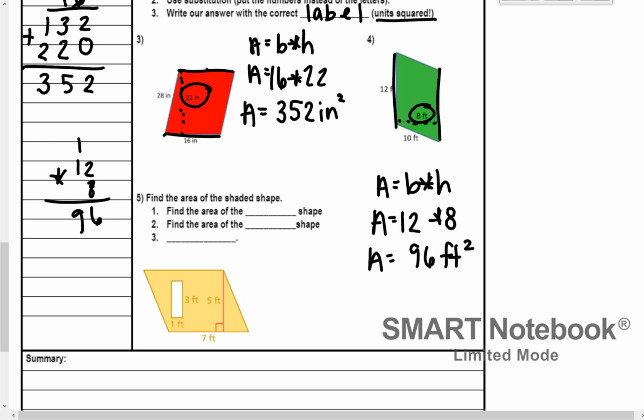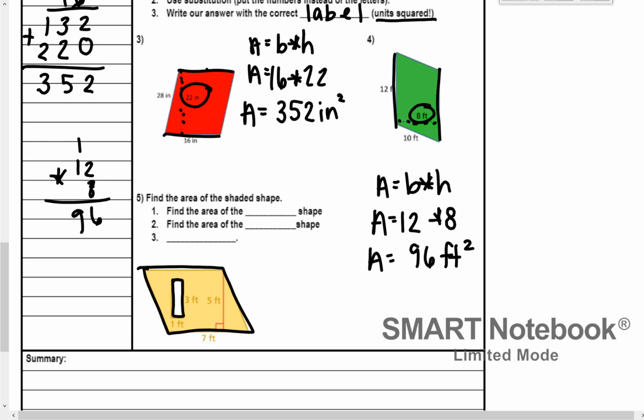All right, number 5. Here we have a shape, and we only want to find the area of the shaded shape. So we only want to find the part that's yellow. The way we're going to do this is we're going to find the area of 2 different shapes. We're going to find the area of this big parallelogram, and then we're going to find the area of this little rectangle, and we're going to subtract the area of this little rectangle, because then what we're going to be left with is all the space that's around it. So the very first thing I want you to do is number the shapes, so that I know what your work is for which shape.